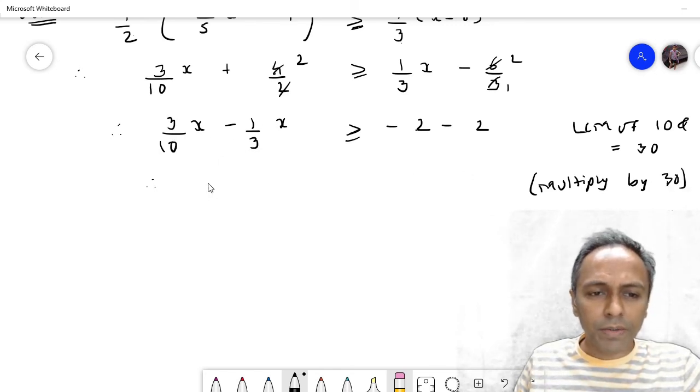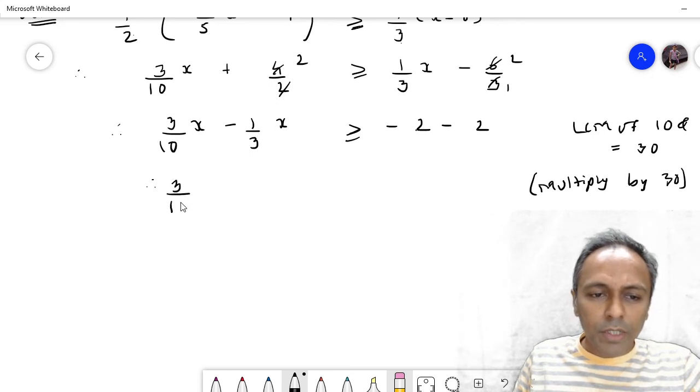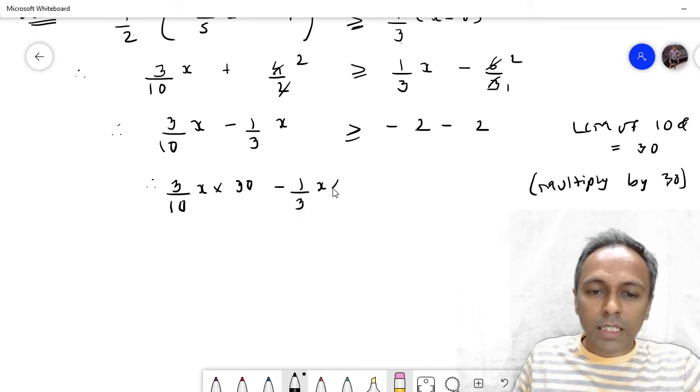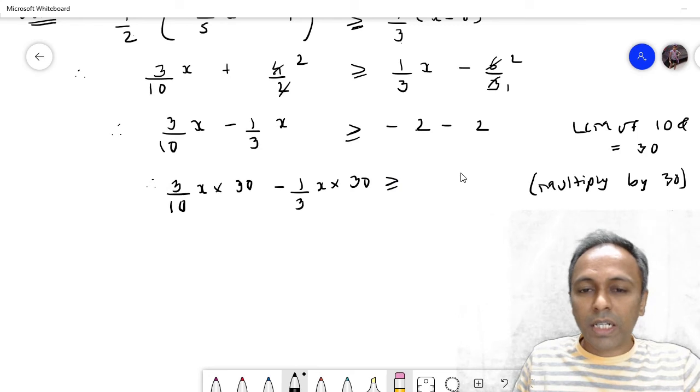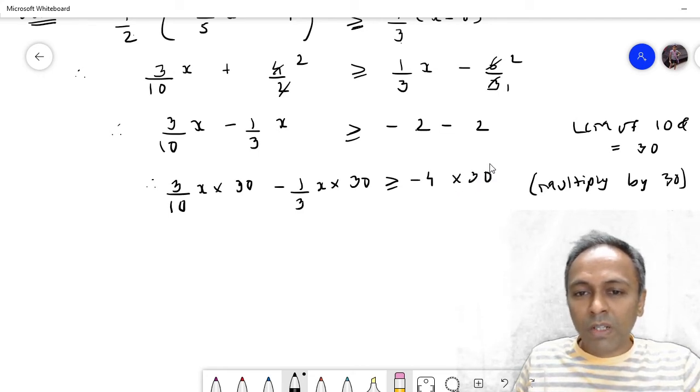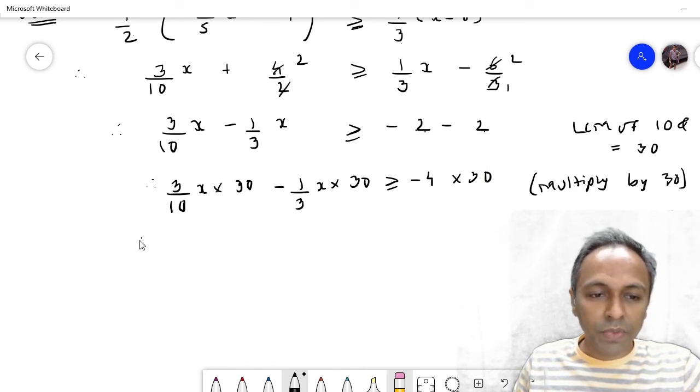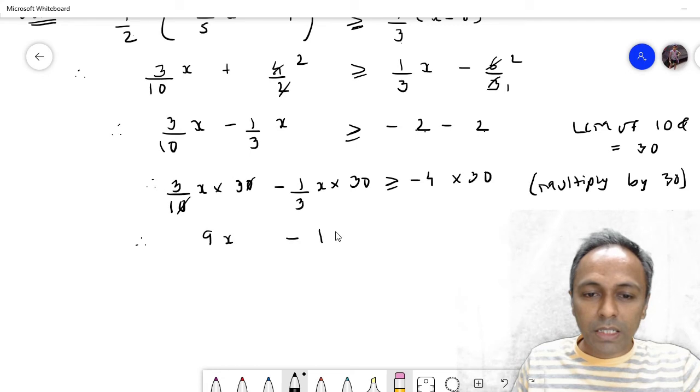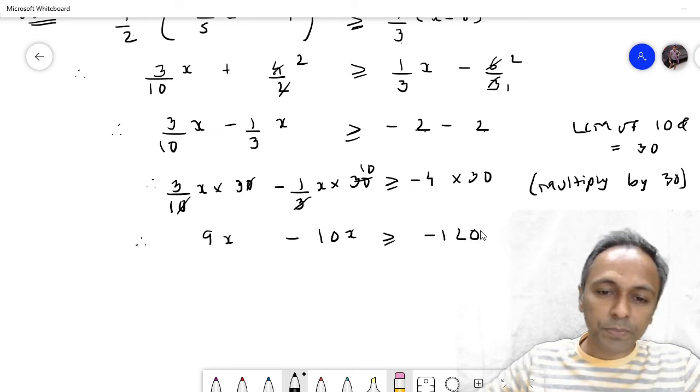You can even cross multiply here. Let's say we multiply by 30, so it becomes 3 upon 10x into 30 minus 1 upon 3x into 30 is greater than or equal to, let's add minus 2 and minus 2, which becomes minus 4 into 30, or multiply 30 with minus 2 and 30 again with minus 2, one and the same thing. 0 gets cut here, so it becomes 9x minus 10x. 3 1s are 3, 10s are 10x, is greater than or equal to minus 120.